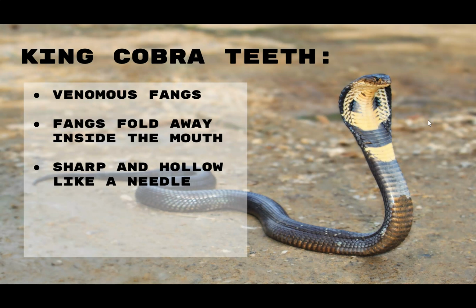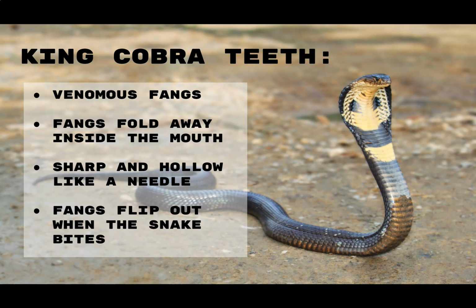They're folded up and tucked away inside the mouth. And these fangs are sharp and hollow, very, very sharp, and hollow like a needle. So that way, when the snake is ready to bite, the fangs flip out from their mouth, and then they are able to poke into the prey and inject the venom, just like a needle, straight into the prey. So this is an excellent adaptation of a king cobra.